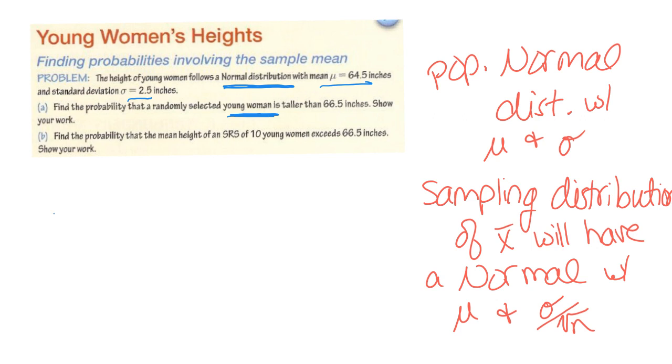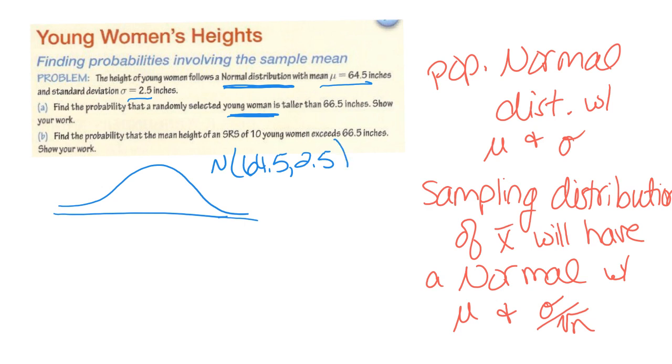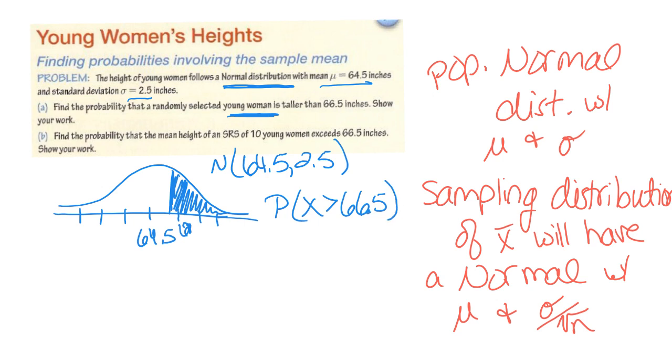So to do this, just like a regular normal problem, I'm going to draw and label my curve. I'm going to put my 64.5 here. I would probably label this slightly better than I'm going to do, but there's my 66.5, and I want to know if they're taller, so I'm going to go that direction. The probability of X being greater than 66.5 based on that particular information.